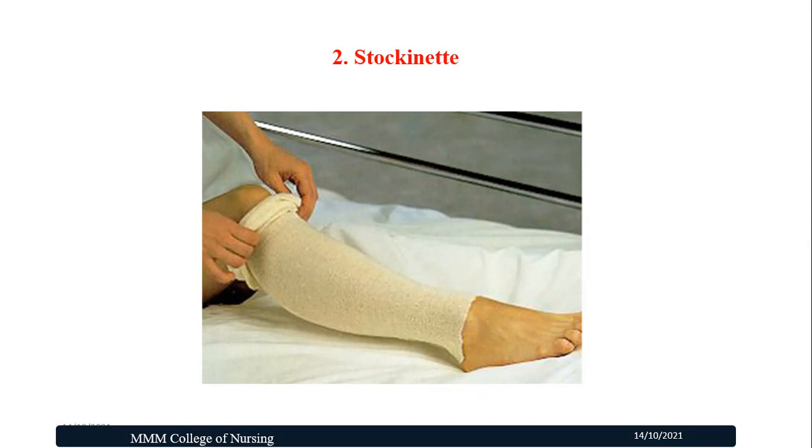Stockinette is a soft material in tubular form, similar to a footless stocking without the seams, and it is available in rolls of various widths, usually 5 to 40 centimeters. This can be used to cover the part of the body before application of the POP. It protects the skin under the plaster cast and forms a lining for the cast. Stockinettes are also helpful to protect the edges of the plaster of Paris after application.